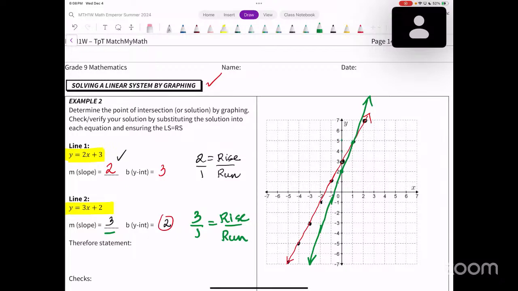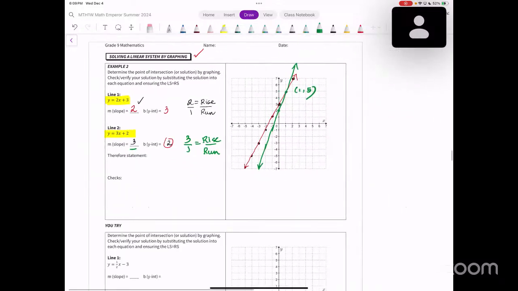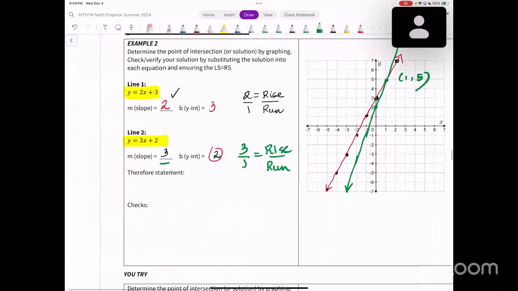1, 5. That's right, 1, 5. So that is how to find the point of intersection. Pretty good. All right. Now we are able to verify this makes sense.